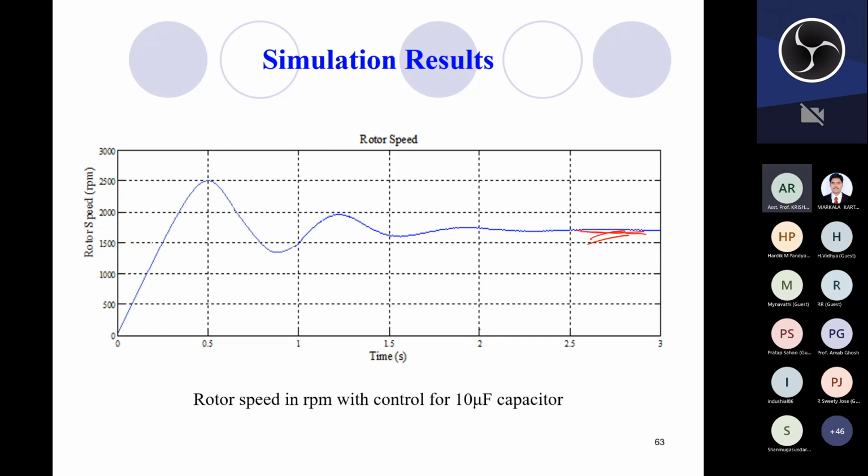So if we reduce the value of capacitor, higher speed is required to maintain the voltage level. That means when the speed is low, we are supplying a lower value of mechanical power to the machine, so it will require to increase the speed to stabilize the voltage level.